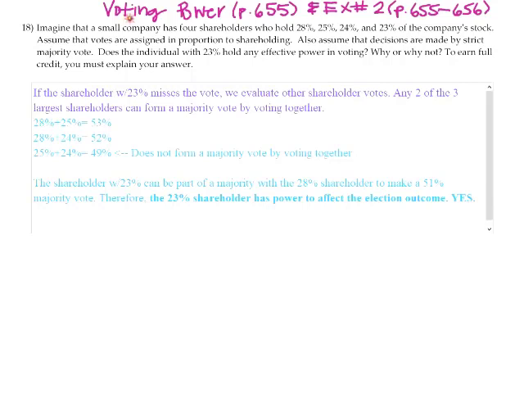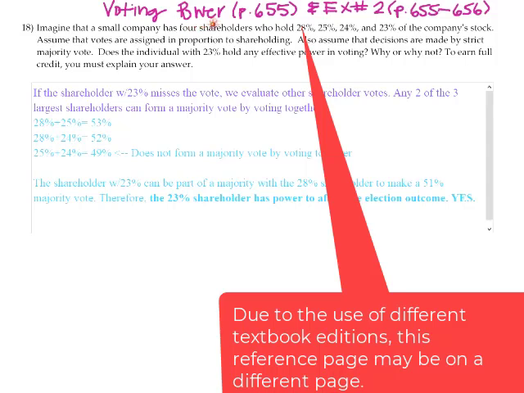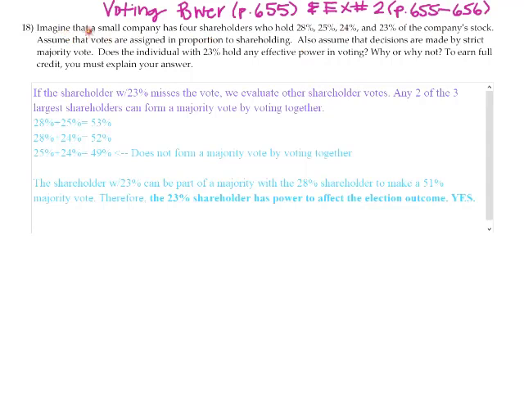So for problem 18, you want to refer to the voting power on page 655. You can refer to example number 2 on page 655 to 656. So imagine that a small company has 4 shareholders who hold 28%, 25%, 24%, and 23% of the company's stock. Assume that votes are assigned in proportion to shareholding. Also assume that decisions are made by strict majority vote. Does the individual with 23% hold any effective power in voting? Why or why not? To earn full credit, you must explain your answer.